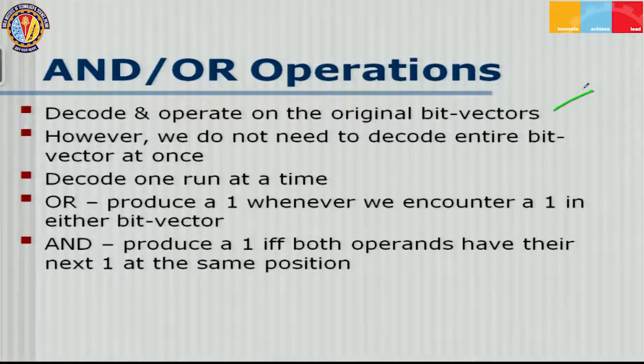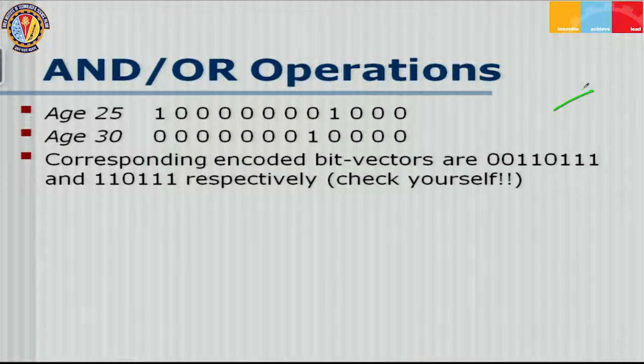However, we do not need to decode the entire bit vector at once. That is how run length encoding is useful. So what we do is we decode one run at a time, right? And when we carry out the OR operation, we produce a 1 whenever we encounter a 1 in either bit vector, and for AND we produce a 1 if and only if both operands have a 1 at the same position. But this operation is slightly more complicated if you want to apply AND or OR operations on the encoded bit vectors, right? So let us see how it is done.